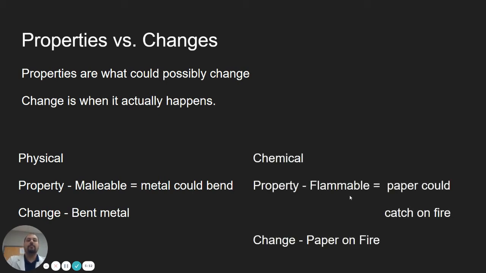Chemical example, flammability. The paper could catch on fire, so that's a property. It's flammable. And then the change is when we actually light the paper on fire.